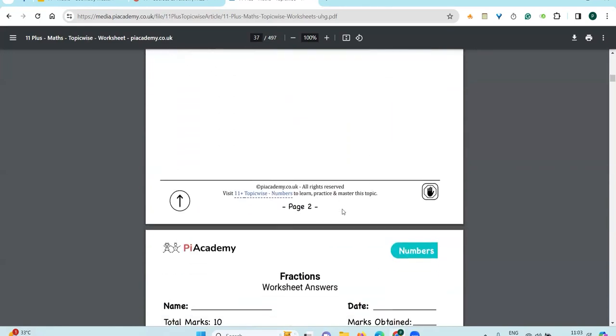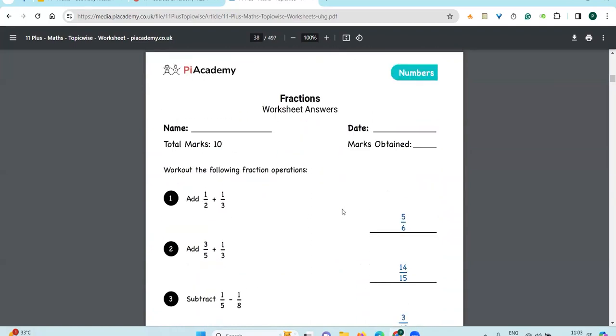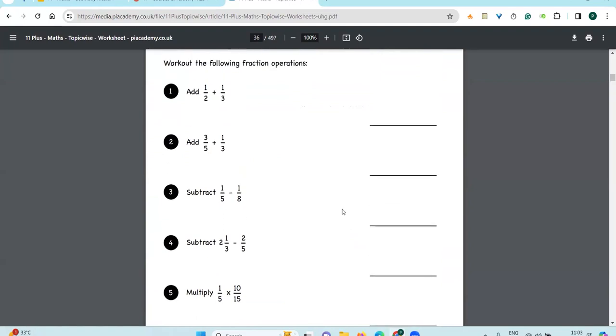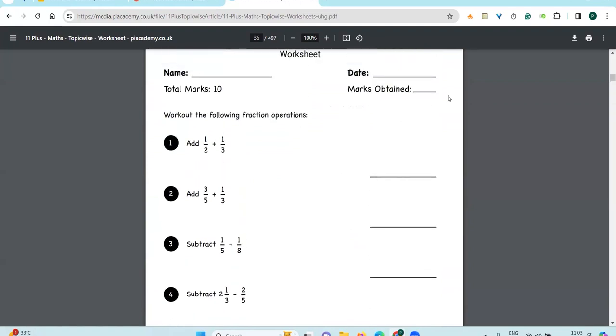So once you're done solving the worksheets, you can take a quick look at the answer and see whether you have gotten it right. And if you're more comfortable having the hard copy of this worksheet, you can always download it using the download button.